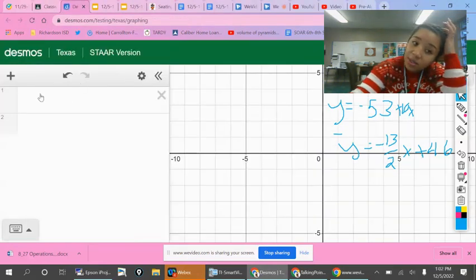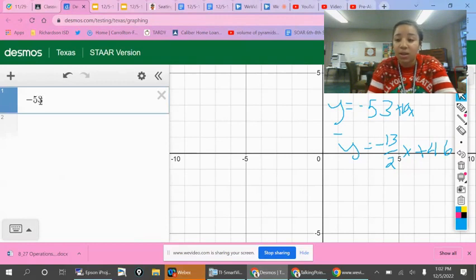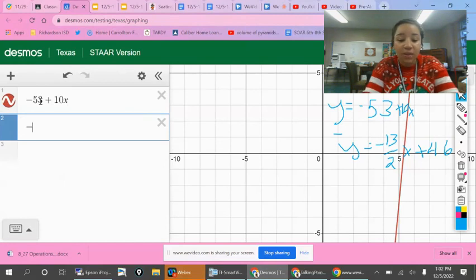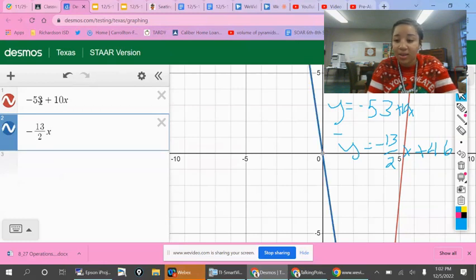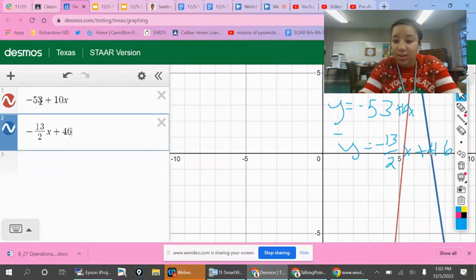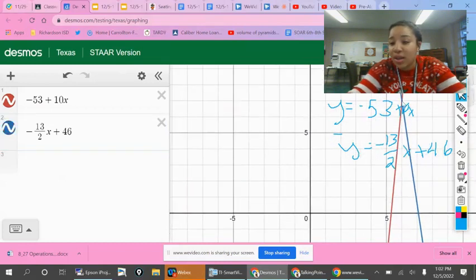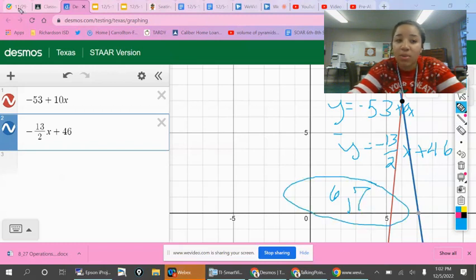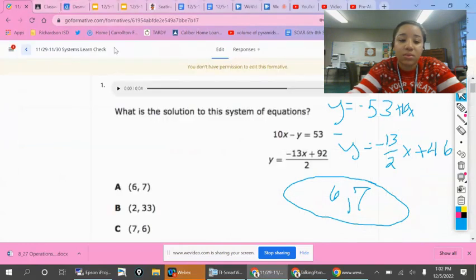And I'm going to type these. This first one is going to be negative 53 plus 10x. And this next one is going to be negative 13 over 2 x plus 46. Then here I can scroll. And I have my point of intersection, which would be 6 and 7. So that's what my solution would be. So I'm going to go back here, and my answer would be A.